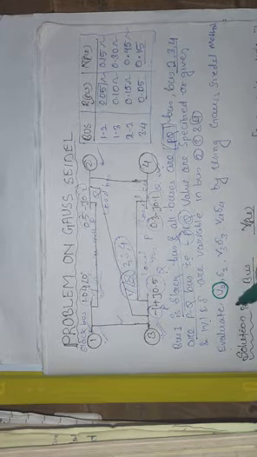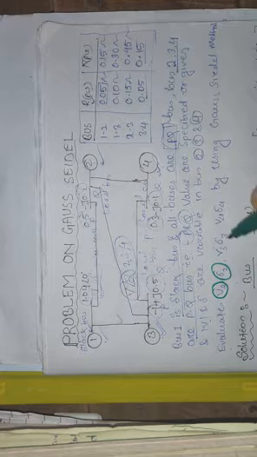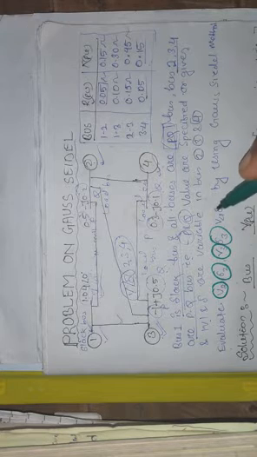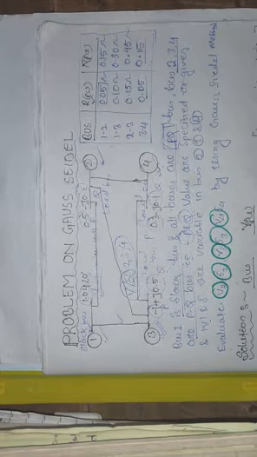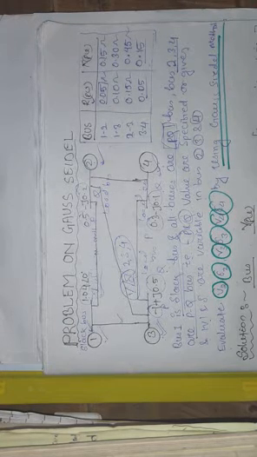So we are asked to find the voltage at bus number 2 and phase angle of bus number 2, voltage at bus number 3, phase angle at bus number 3, voltage at bus number 4, and phase angle at bus number 4, by using the Gauss-Seidel iterative method. By using this method we have to calculate.